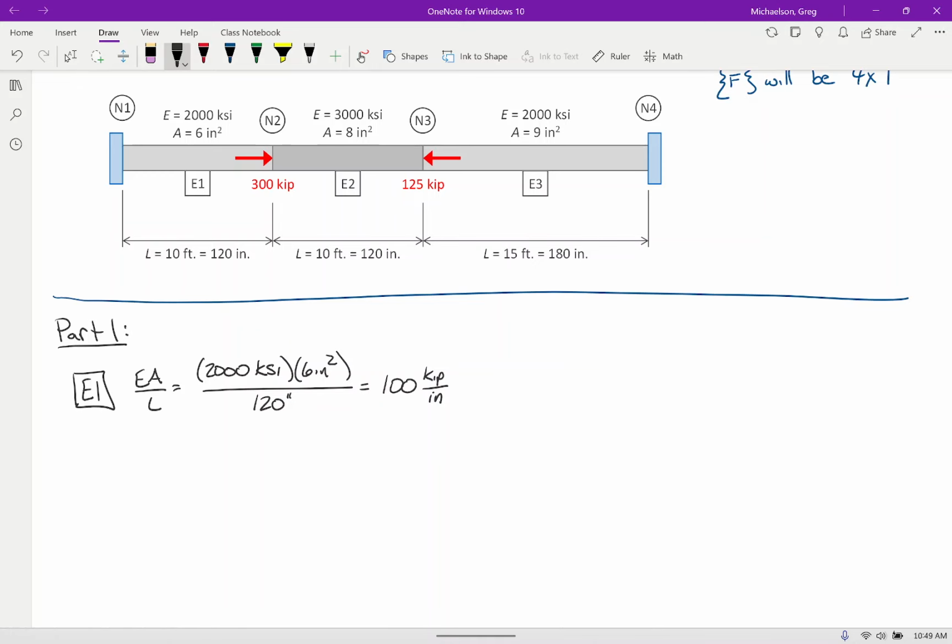So here's what I'm going to do. I'm going to say that this is my spring matrix for element 1. Does that make sense? Now, I'm going to show you a taste of how assembly works. And then we're going to call it.